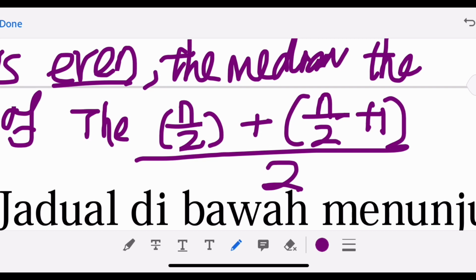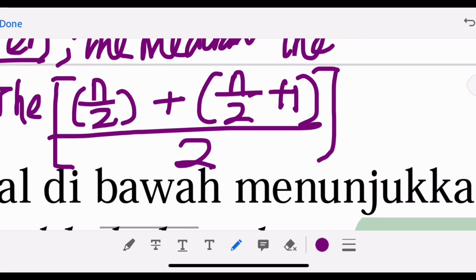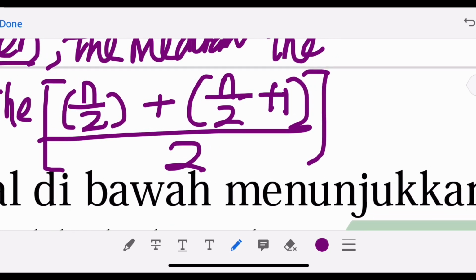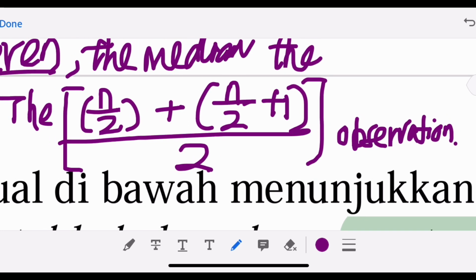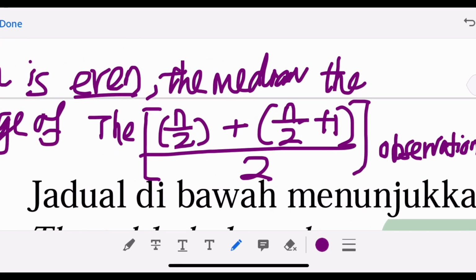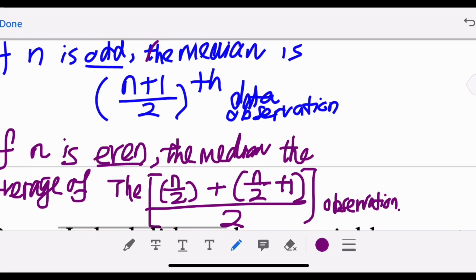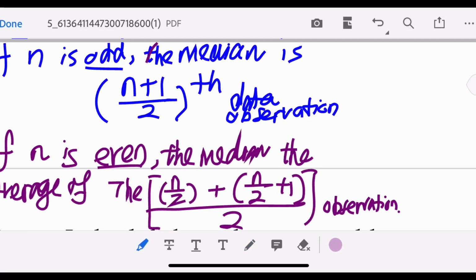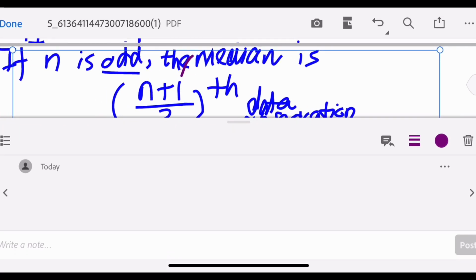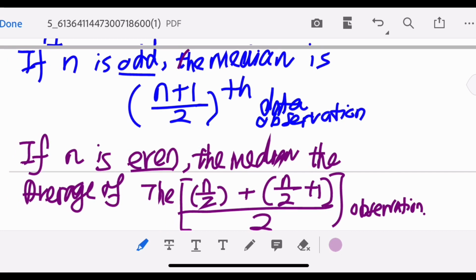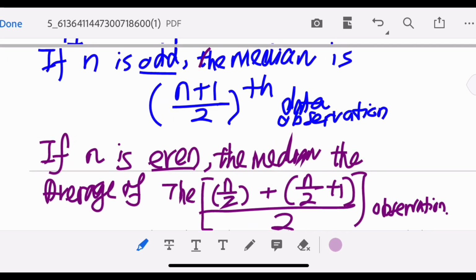We call it the observation, meaning we are focusing on which term. So for the median you take n divided by 2 plus n divided by 2 plus 1, and you divide by 2. Yeah, there are so many divided by 2. I hope you don't get confused. That is how you find the median when the number of data is big and odd or even. After you check, you apply the concept, then you can work out the median very fast.